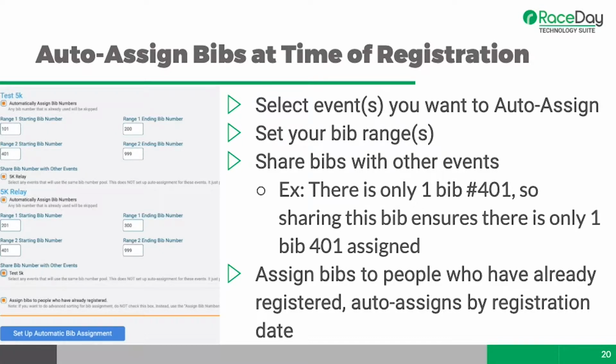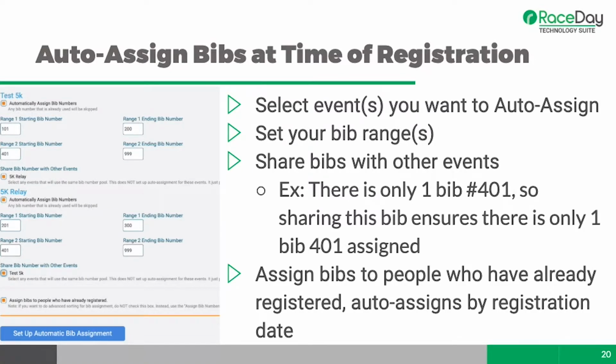Set your bib ranges. You can have 2 bib ranges per event. Usually you have your first major range, you ordered 1,000 bib numbers for your 5K, and you realize you might go over, so you have a secondary set of bibs, 1,300 and up, that you use as your secondary bib range in case you go over that first bib range.